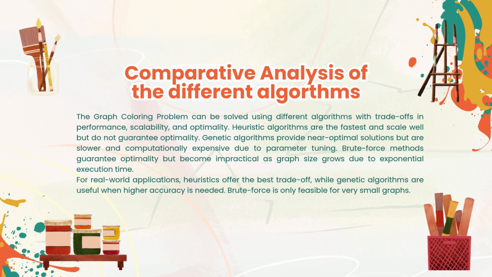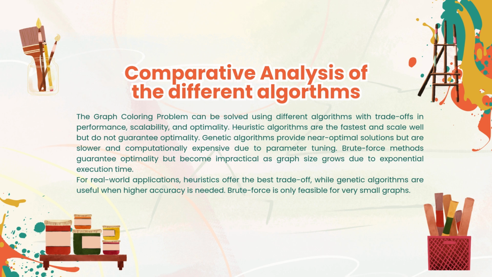How can we effectively solve a graph coloring problem? There are three main approaches: brute force, heuristic algorithms, and genetic algorithms. Each has advantages and disadvantages. Let's see how they work and which is the best for different cases.